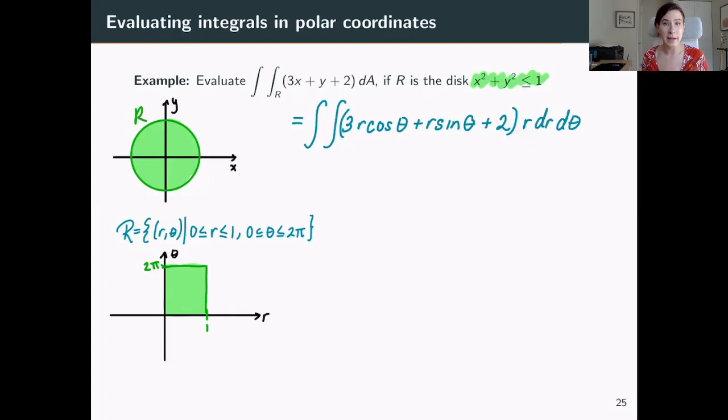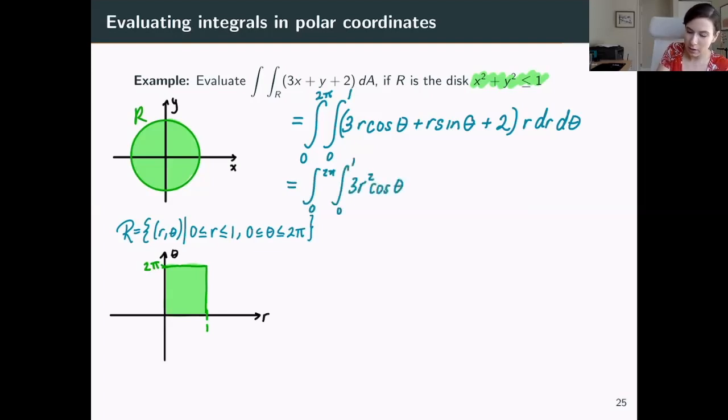We're integrating with respect to r first. We can see that r is changing from 0 to 1. So I'll have those 0 to 1 limits. And similarly for d theta, I'll have 0 to 2 pi. Now we're at a point where we need to do a little bit of algebra, distributing this r through the parentheses. So I end up with the integral from 0 to 2 pi, another integral from 0 to 1 of 3r squared cos theta plus r squared sine theta plus 2r dr d theta.